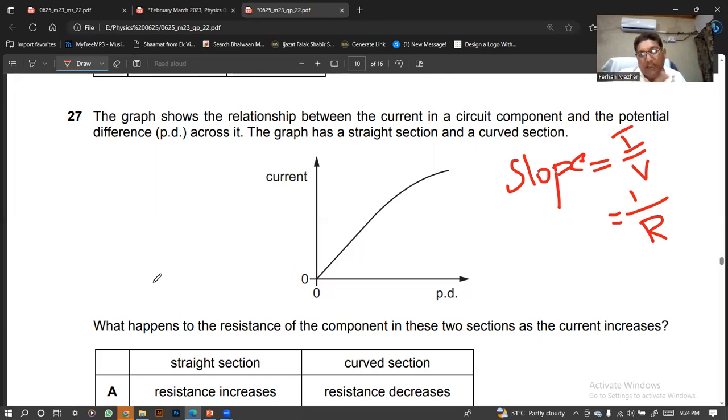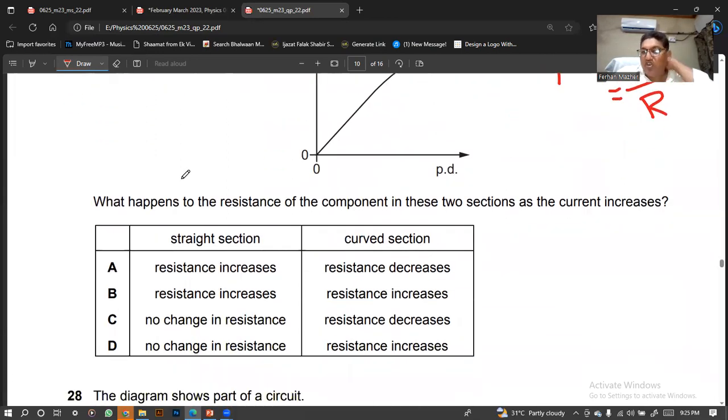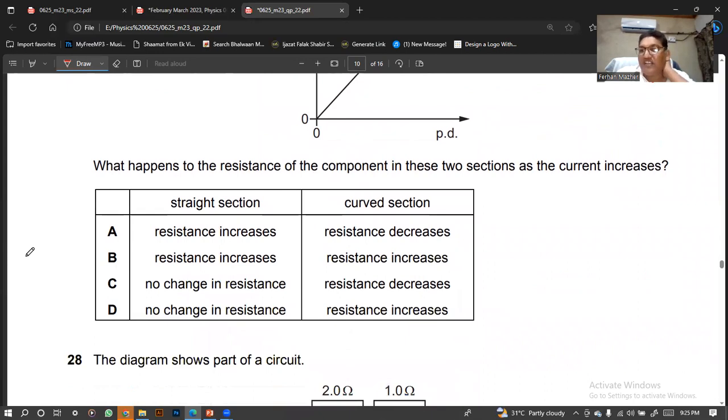When the gradient of this graph is constant, when the graph is a straight line, the resistance is constant. And when the slope of this graph is gradually decreasing, it means the resistance is gradually increasing. The opposite is happening with the resistance, whatever is happening to the slope. So the straight section means no change in the resistance, and the curved section means that the resistance is increasing.